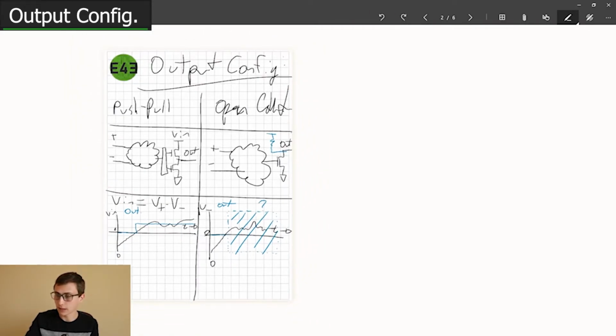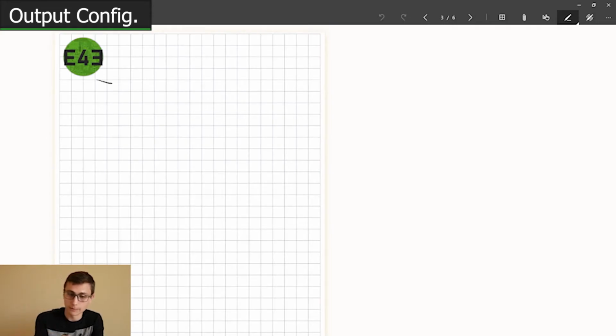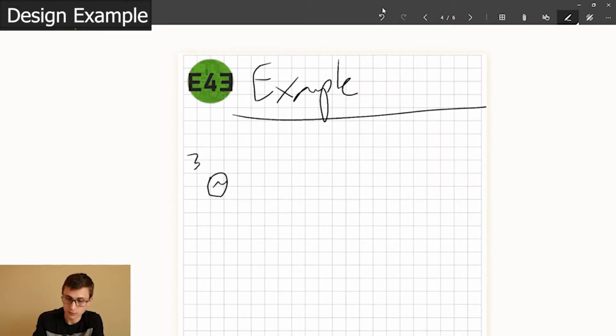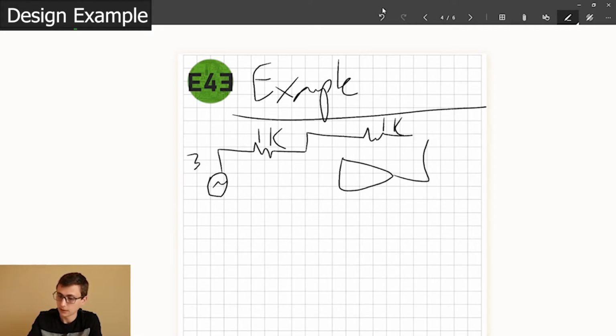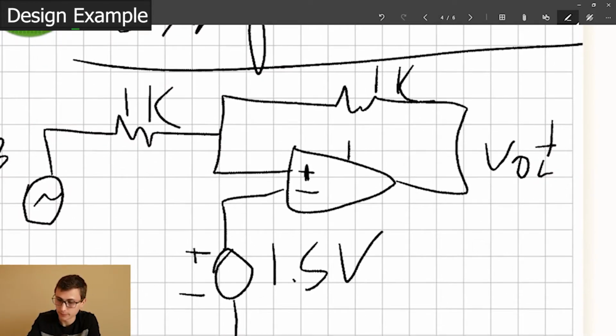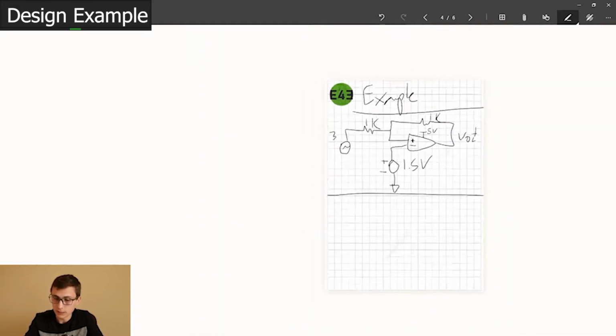Why is this important? Why does output configuration matter? Why do we care? Well, let's do a circuit analysis example with an ideal comparator. We're going to have a sinusoidal source over here with a magnitude of 3 volts, 1K resistor, 1K resistor, and V out over here, positive, negative, positive terminal there. Negative terminal is fixed at 1.5 volts. That's the positive terminal. V in is 5 volts. So basically, when this terminal is above this terminal, V out will be equal to 5 volts for the push-pull comparator.